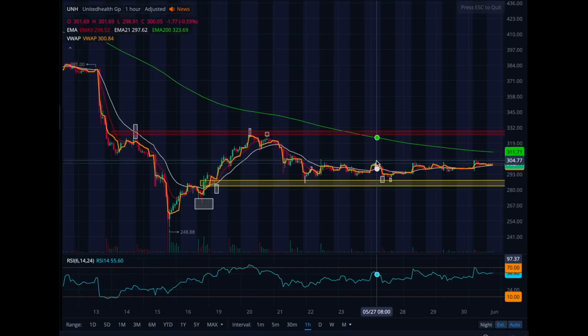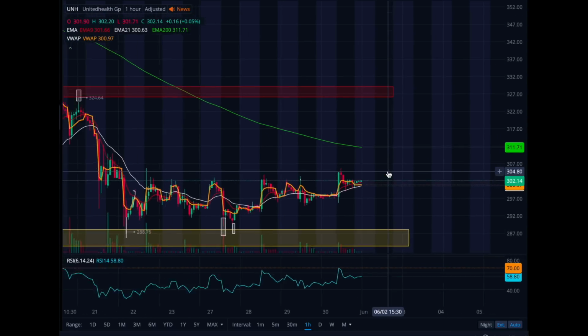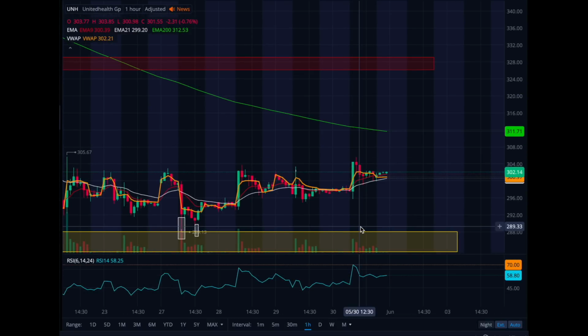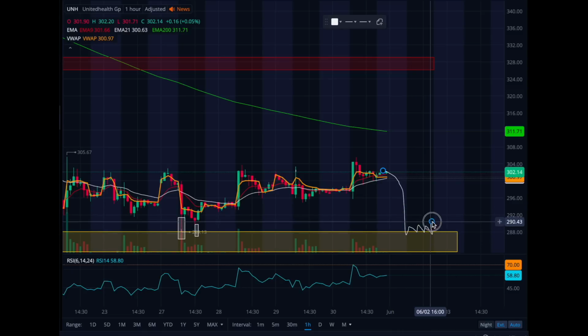The next time the stock goes to that range, what are you going to do? You're going to buy. Now, let's break down the strategy. So let's say the stock comes down to about $289, $290. We're going to draw it. It comes down. It starts consolidating. You pick up shares. You are looking for a bounce up.